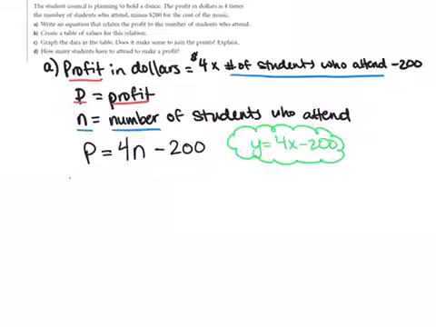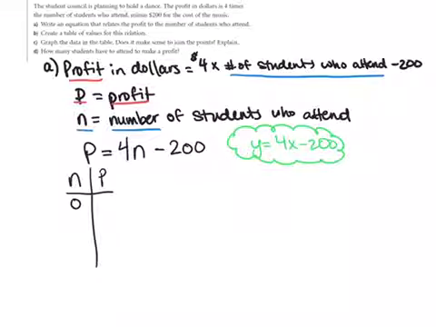Now it asks us to create a table of values for this relation. So the X value, in this case it's the N, goes first, and then our P value goes second. And you can choose any numbers. We're thinking about a dance here, so we have to think about what are some values that we'd want to use. We have a dance of students, so what if no one attended?